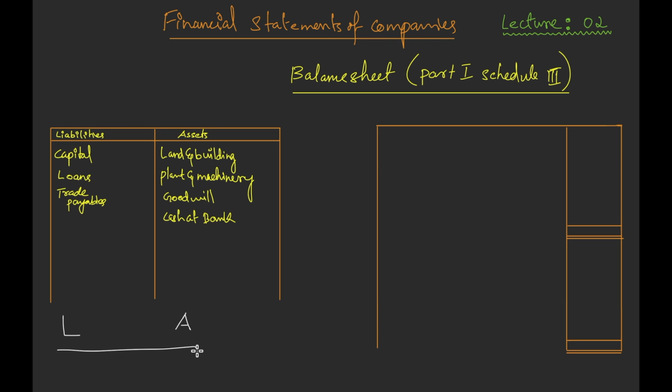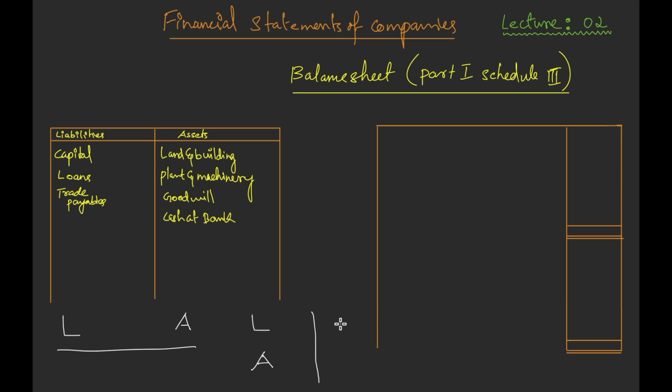And in the case of the balance sheet of companies, we will follow a vertical format. That is, first we will write liabilities, and at the bottom we will write assets. See, this is a vertical line and this is a horizontal line. So for the balance sheet of sole proprietors, we follow the horizontal format, and for the financial statements of companies, we follow the vertical format. That is, first we will write liabilities and then we will write assets.